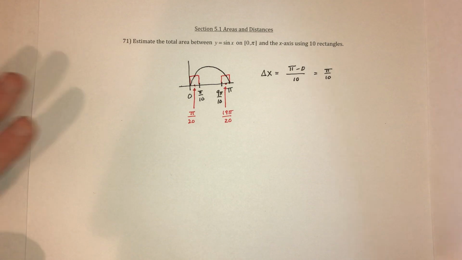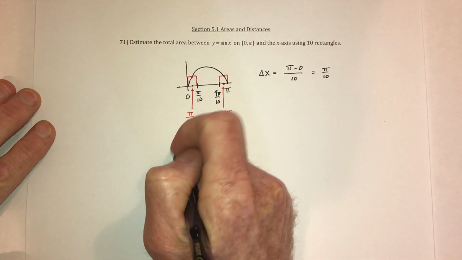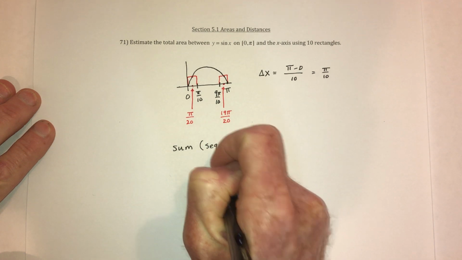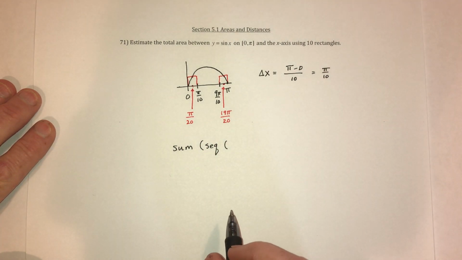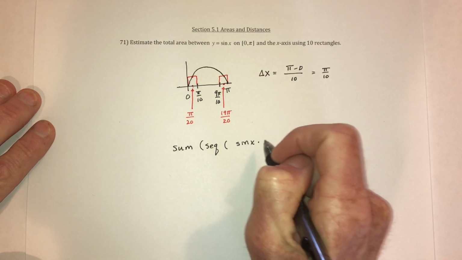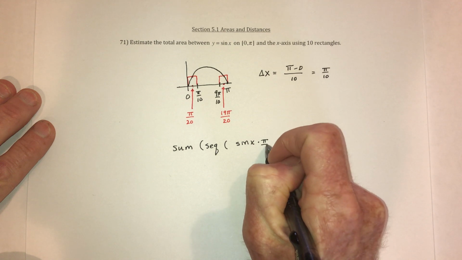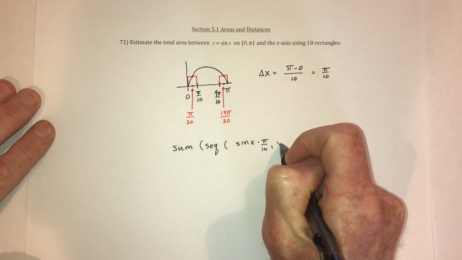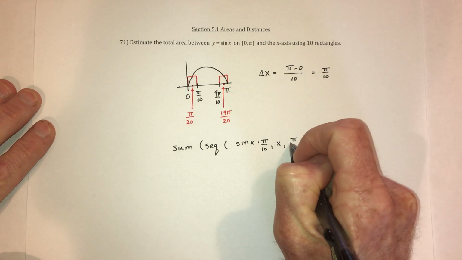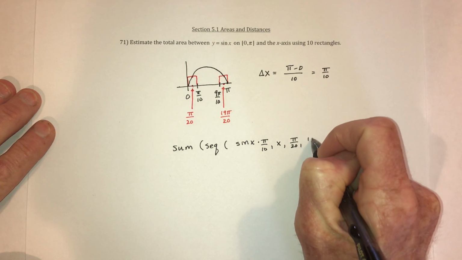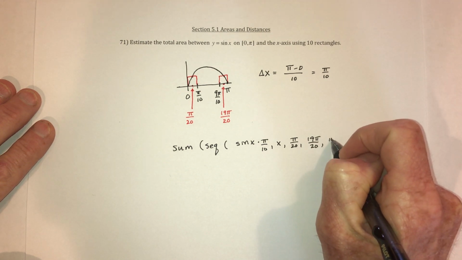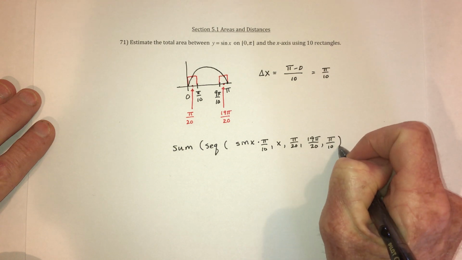Then of course we're going to use the calculator to add up these 10 rectangles. So that's going to be sum the sequence. And then we need the height, which is sine of x, and the width of each rectangle, which is delta x. Then tell the calculator x is the variable, and x is going to go from pi over 20 to 19 pi over 20. And last, you need to tell the calculator what delta x is.